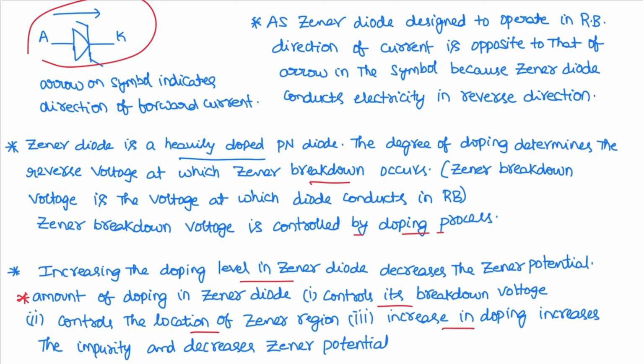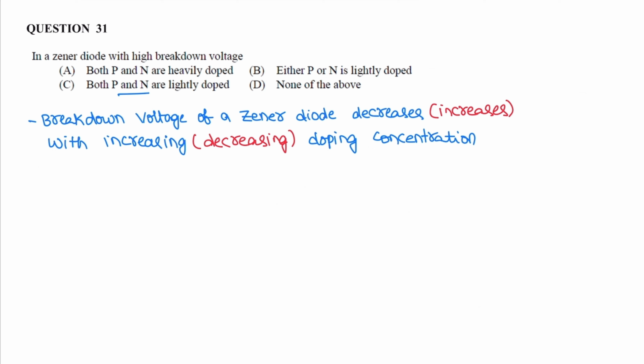So this is the symbol, this is the arrow, the current direction. This is the symbol for the Zener diode, and the direction of current is opposite to that of the arrow in the symbol, because in reverse bias the current will flow like this. The current will flow here, but it is opposite to the symbol on the diode. So in a Zener diode, the doping and Zener breakdown voltage are inversely proportional. So if it is high breakdown voltage, that means doping is very less. Both N and P regions are very lightly doped.